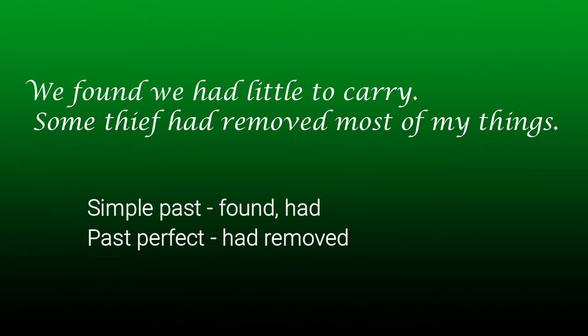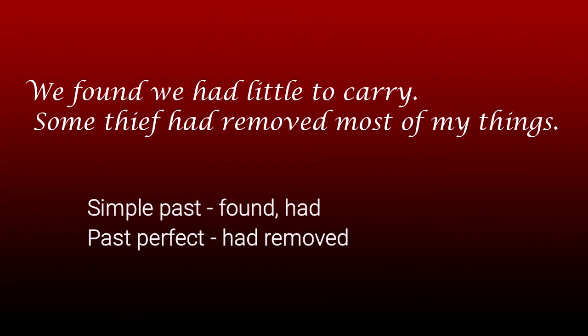So as you can see, the action which had occurred earlier, the action which had occurred first, is expressed in the past perfect tense, whereas the action which occurred later is expressed in the simple past. First action in past perfect tense, and later action will be in simple past. Okay, do you understand? I repeat, the first action, the earlier action, will be expressed in past perfect, and the next action will be expressed in simple past.